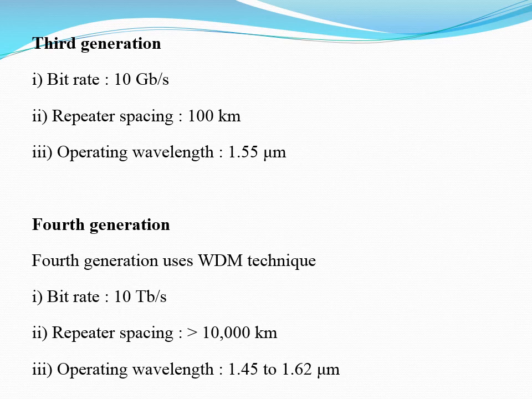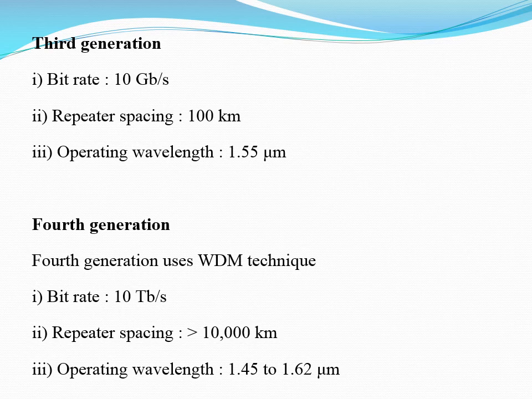Then in the fourth generation, there is a technique which was developed, that is WDM, the wavelength division multiplexing process. If I consider several optical sources emitting light of different wavelengths, these wavelengths are multiplexed together using a WDM block. So the light of different wavelengths is combined in this process. That was introduced in the fourth generation of optical communication.